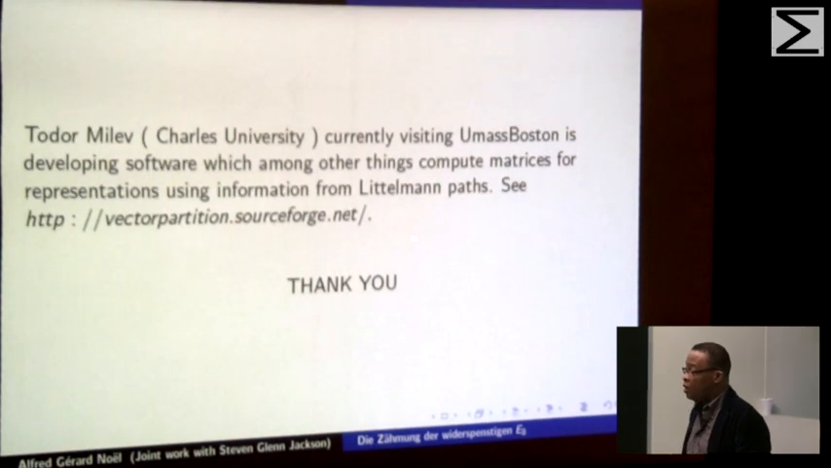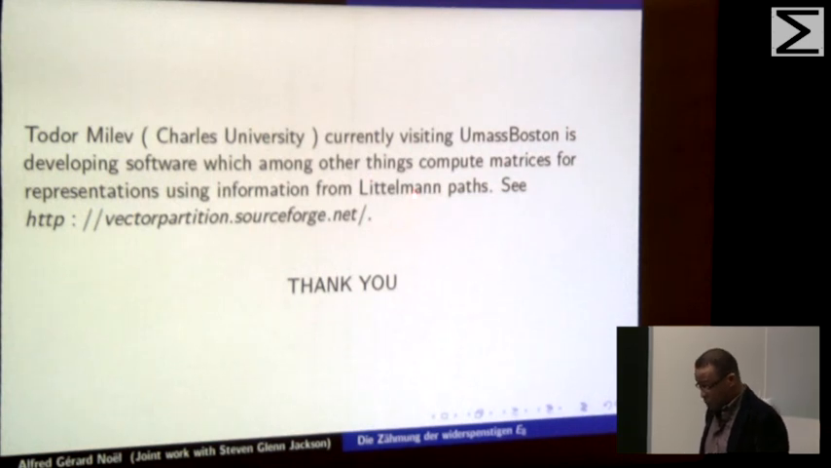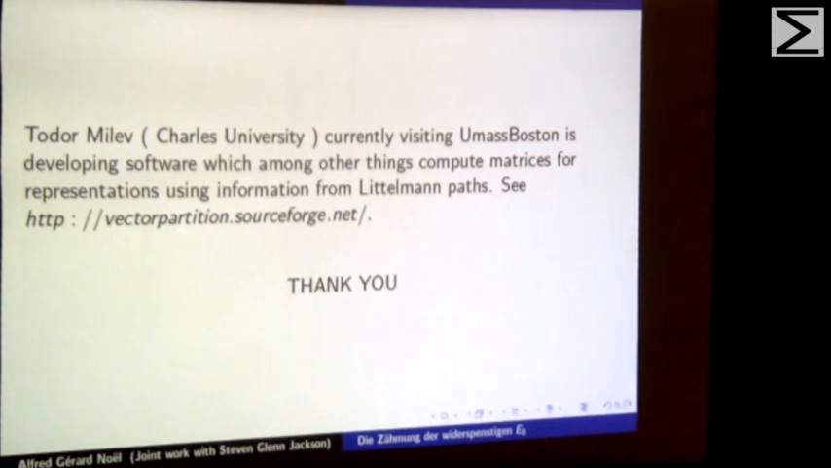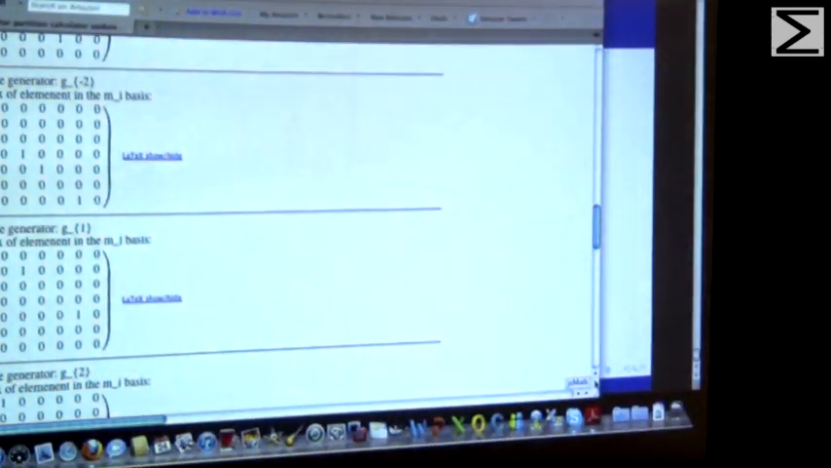So, to finish, I want to say that Todor Milev is visiting us right now, and he has done a lot of work in realizing those representations. And before I thank you, I wanted to at least show you this. So this representation of G2 that I just told you about can be realized.